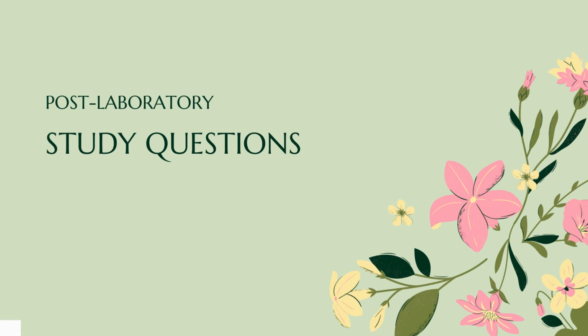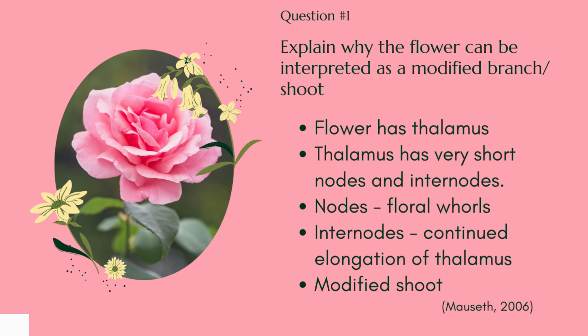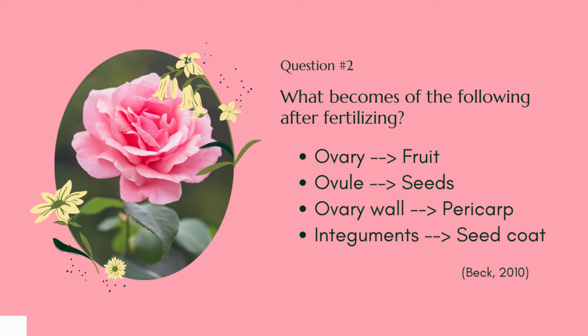For the post-laboratory study questions, question number 1, explain why the flower can be interpreted as a modified branch or shoot. According to Moseth of 2006, a flower has an enlarged condensed axis called thalamus. In the thalamus, it has very short nodes and internodes. At the nodes, the flower whorls can be found, hence the flower can be interpreted as a modified shoot. Since the thalamus continues to elongate, it basically shows internodes, making a flower a modified shoot.